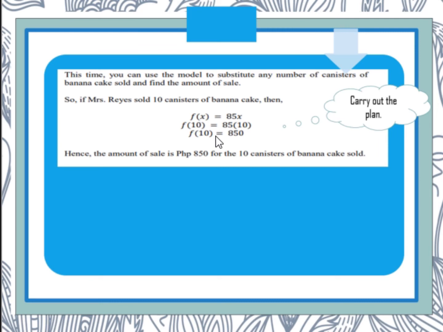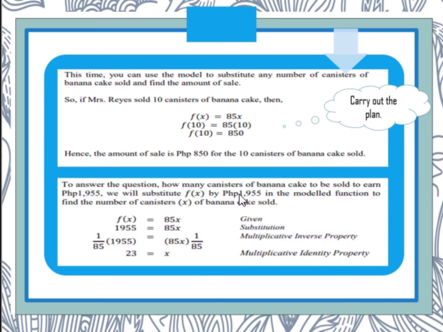Then we simplify. The function of 10 will be equal to 850. Therefore, the amount of sale is 850 if Mrs. Reyes will be able to sell 10 canisters of banana cake. Kung ang gusto niya namang kitain ay 1,955, so isa-substitute natin ito sa function of x. And then, that will be equal to 85 times x.